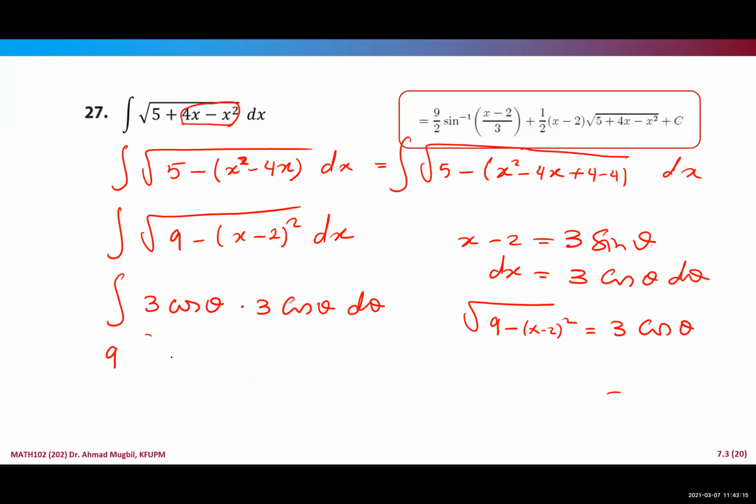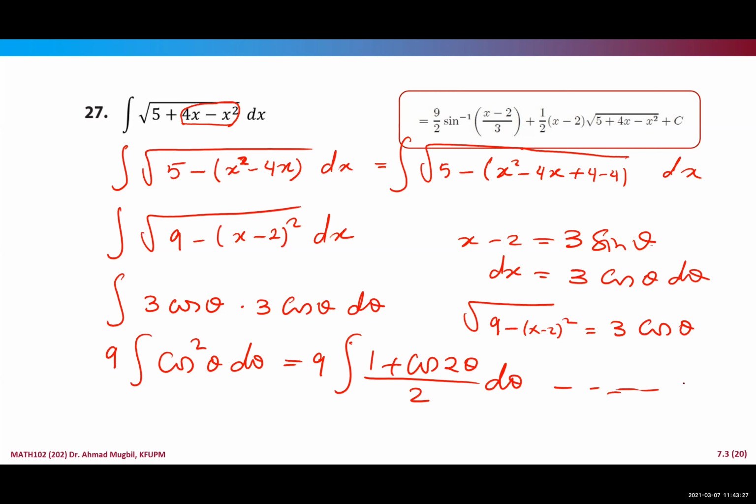This integral will be 9 times the integral of cosine squared theta d theta, which equals 9 multiplied by the integral of 1 plus cosine 2 theta. You know how to evaluate cosine squared theta. You can find this integral, it has been done several times before. And this is the final answer. You need to substitute back. You need to draw your triangle.